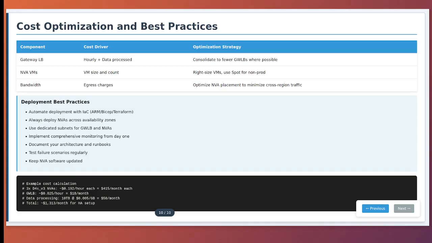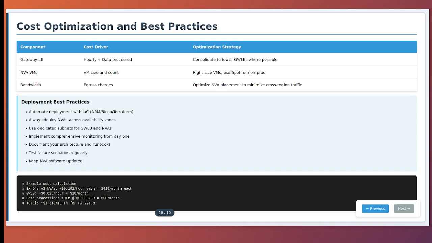savings. For cost optimization, right-sizing your NVAs is crucial. Start with smaller instances and scale up only when you see performance constraints. Use Azure Advisor recommendations to identify overprovisioned virtual machines. Consider using spot instances for non-production environments. You can save up to 90% on virtual machine costs.